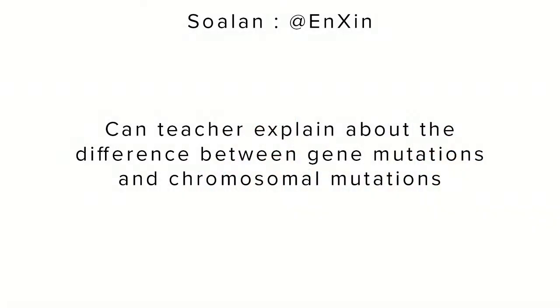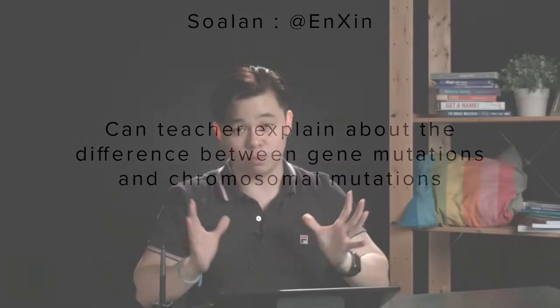Can I ask you to explain the difference between gene mutations and chromosomal mutations? Yes, sure. For gene mutation, only one gene mutates. Let's say we have 46 chromosomes. If the number of chromosomes remains the same, still 46, and every chromosome is still perfect and healthy, but within one chromosome there's a gene that mutates, only one gene mutating is called gene mutation.